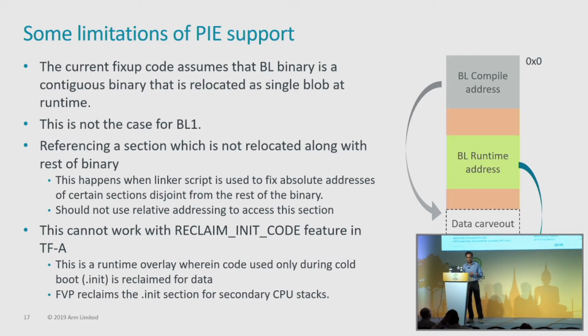There are a couple of ways to solve this. One way is don't use the linker script to fix absolute addresses for data carve-outs. You can have a pointer and allocate it at runtime. There are also other ways to force the compiler to generate absolute addresses to these carve-out memory.